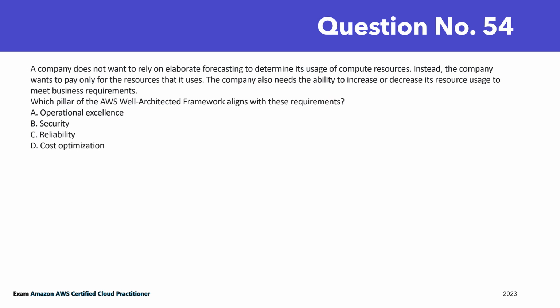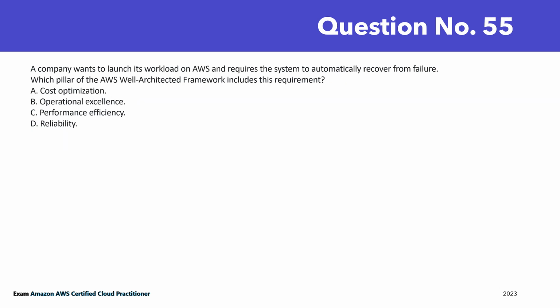A company does not want to rely on elaborate forecasting to determine its usage of compute resources. Instead, the company wants to pay only for the resources that it uses. The company also needs the ability to increase or decrease its resource usage to meet business requirements. Which pillar of the AWS Well-Architected Framework aligns with these requirements? A. Operational excellence. B. Security. C. Reliability. D. Cost optimization. Correct answer, D.